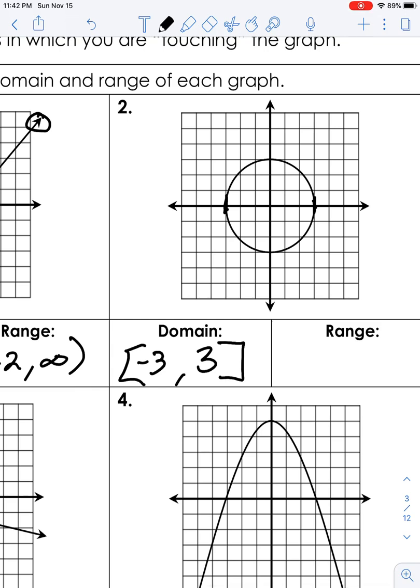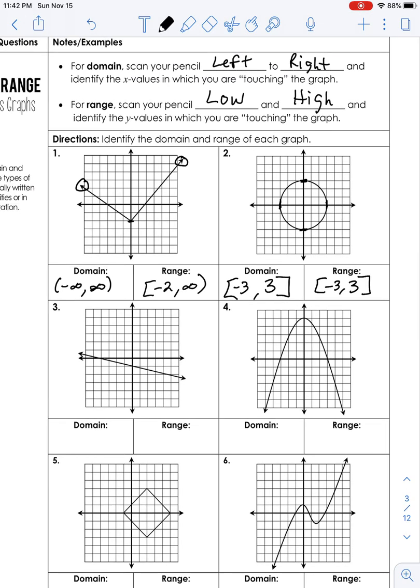Range, low point to high point. So here's your low point right here, and again, that's a bracket. So that would be -3. And then here's your high point, so that would be +3. There's your domain and range for that circle.